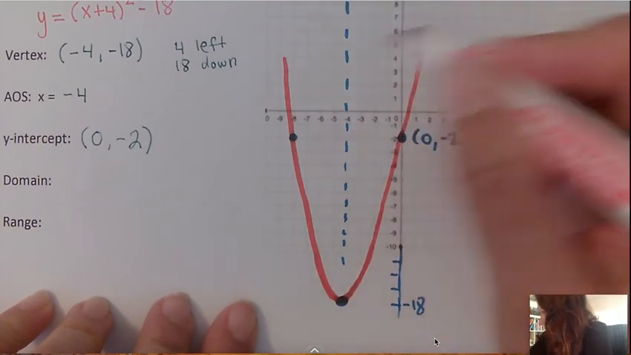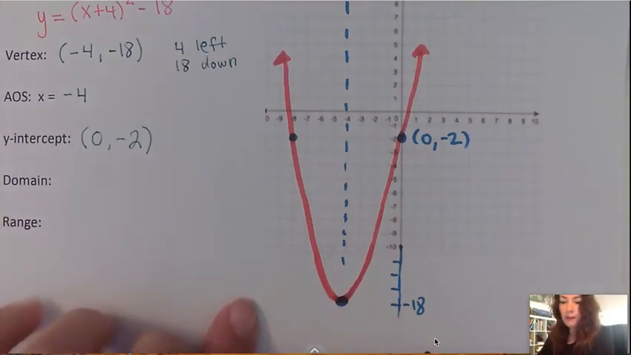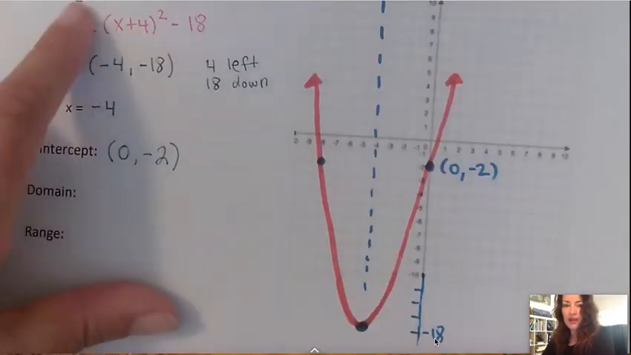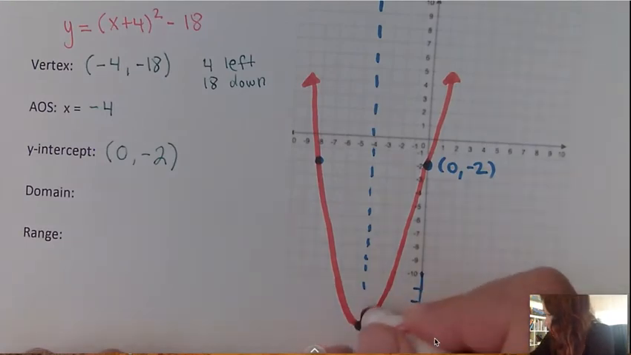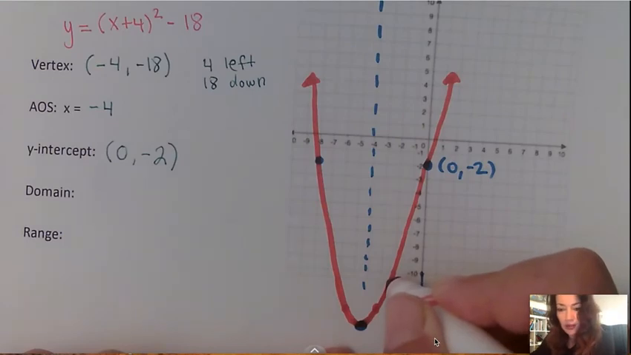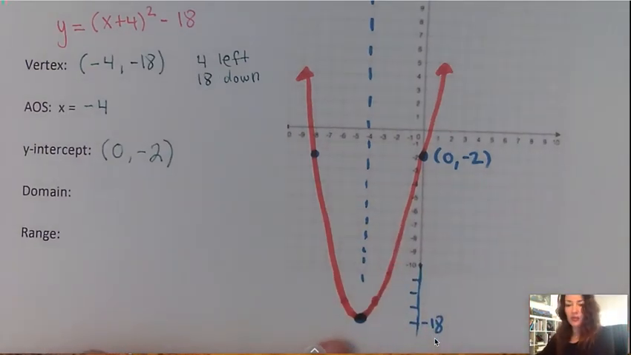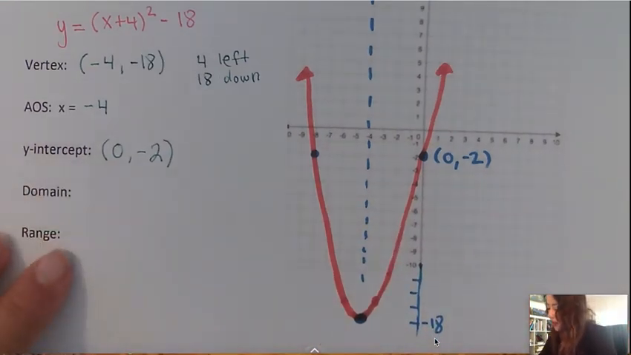Now, if you remember, I have mentioned that if our a value is 1, the parabola will have the pattern of going up 1, right 1, and then up 3, right 1, and then up 5, right 1, like that. So we can always do that if we want it to be more accurate.